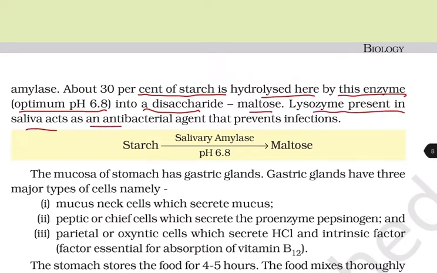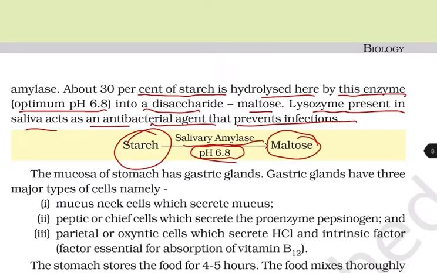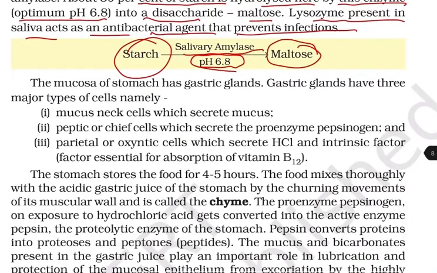Lysozyme present in the saliva acts as an antibacterial agent that prevents infections. That is, starch in the presence of salivary amylase at pH 6.8 is converted into a disaccharide, that is maltose.